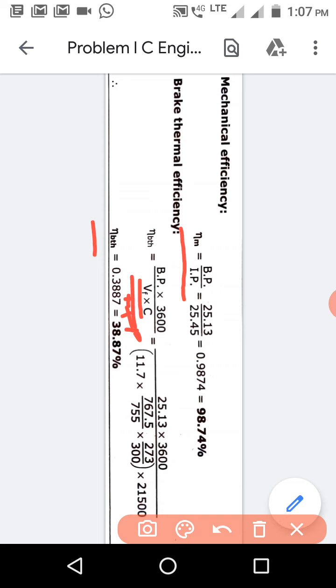So okay friends, I think you may have understood this problem, because this is a very difficult problem to understand. If you have understood this problem, you should try other problems similar to this one. Okay, thank you.